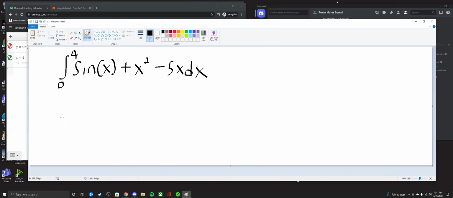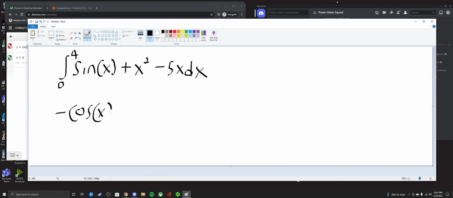So the way you think of this is, what function's derivative is this? In this case, we'll look at sine of x first. Well, we know the derivative of cosine is negative sine, so the derivative of negative cosine would be positive sine. So we'll have negative cos of x.